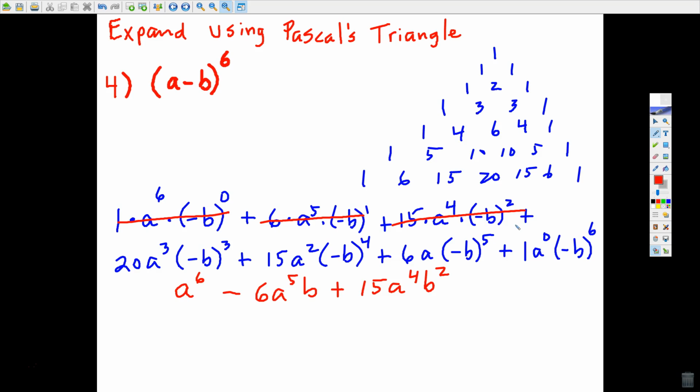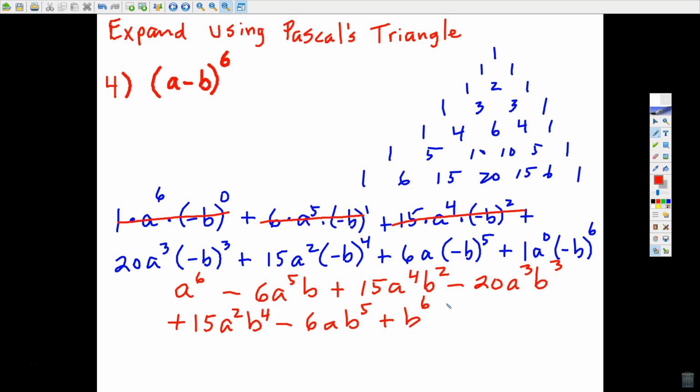What do you think the next sign is going to be? Negative? Isn't that what will happen if you take a negative number and raise it to an odd power? It stays negative. So the next sign should be minus 20a^3b^3. Are you picking up on the pattern? So what should the next sign be? Plus 15a^2b^4. What's the next sign? Minus 6ab^5. Next sign. Plus b^6.